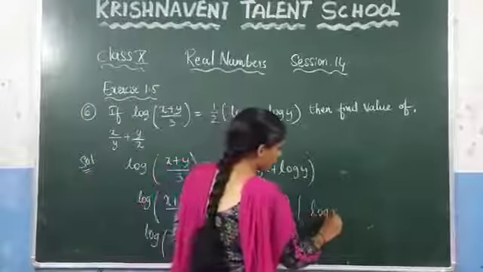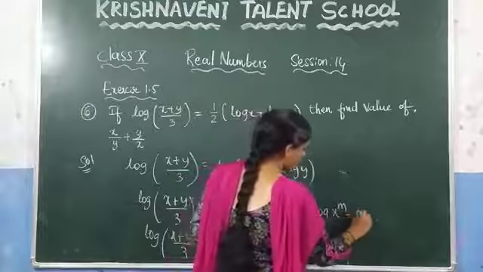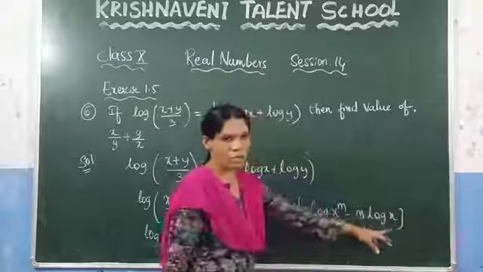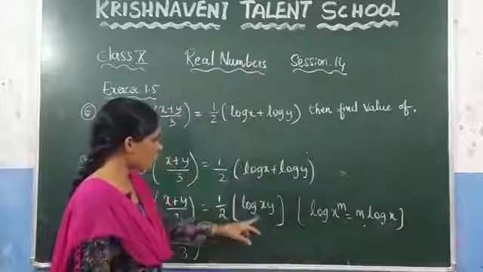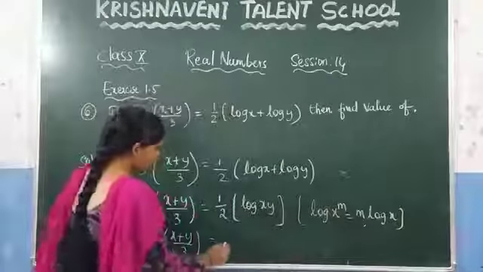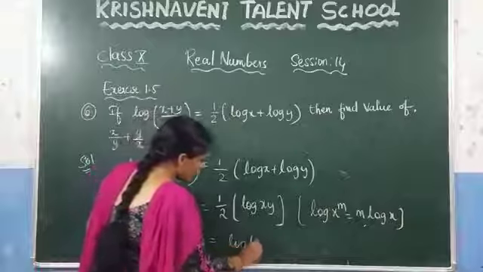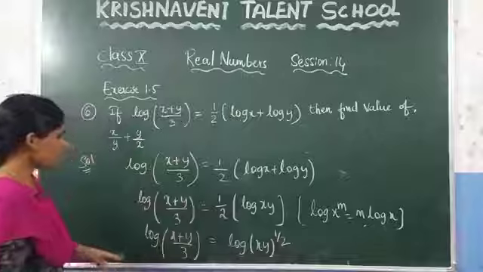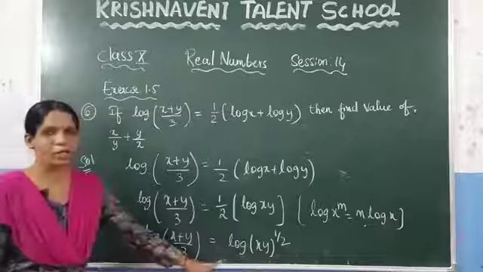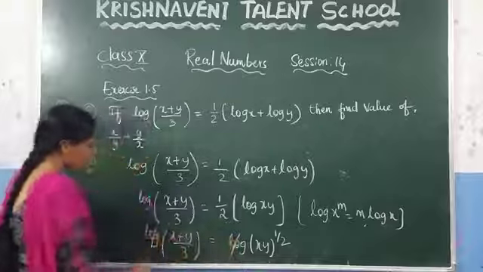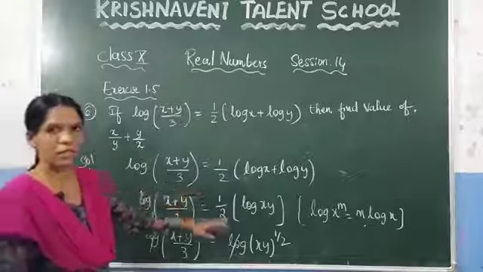You know that m log x is equal to log x power m. It is in the form of m log x, so you can write this as log x power n. That means you can write this one as log of (xy) whole power 1 by 2. Now you can observe that log is there on both sides, so you can cancel log on both sides. For that reason we have written this like this.